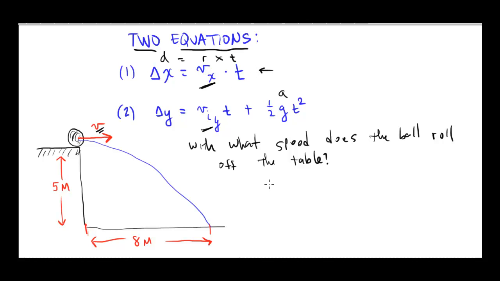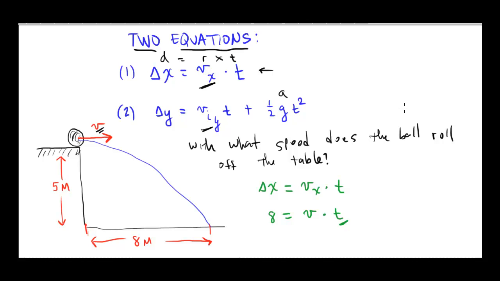And so I can say delta x, I'll do this in a different color. I'll use green. Delta x equals vx times t. And so I'm looking for vx. Well, I know delta x, right? That's 8 meters. So I can say 8 equals v, that's what I'm looking for, times t. So if I can figure out what t is, I can go ahead and solve for v.